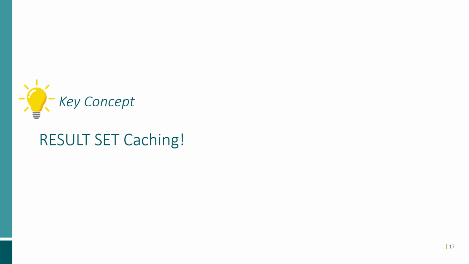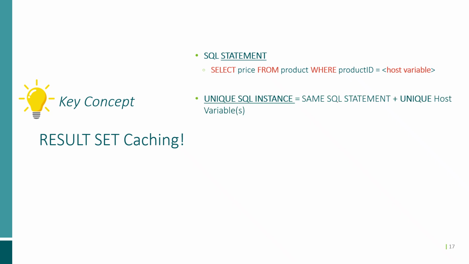Let's discuss another key QuickSelect concept, that of result set caching. Let's take a given SQL statement: select price from product where product ID equals a host variable. A unique instance of this SQL statement would be the statement plus a unique given host variable. A unique SQL instance returns a unique result set. Simple concept, but one that is key to the way QuickSelect functions.